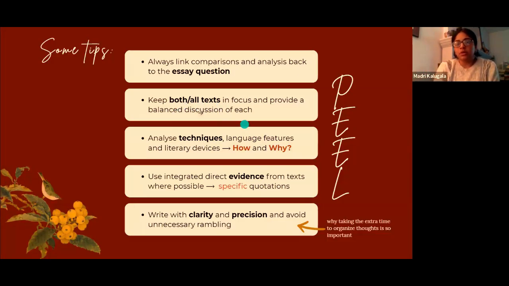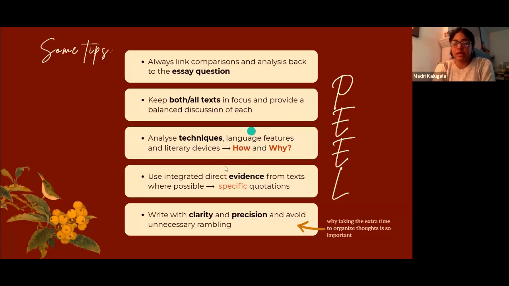And keep both or all texts in focus and provide a balanced discussion. So don't, for example, write massive chunks about one text and then include one little line about the other. Like by contrast, one sentence like a king. Don't do that. Try to give equal weight to all the texts that you're looking at, as much as possible. And analyze techniques, language features, and literary devices.